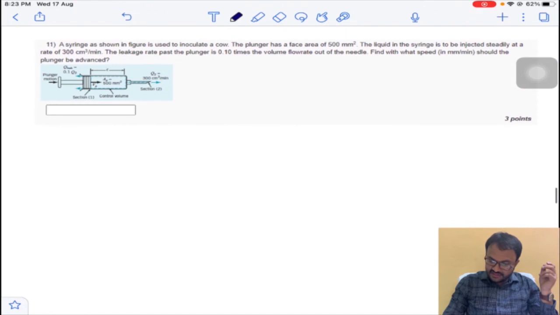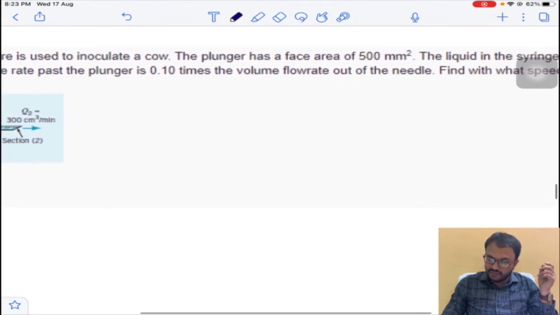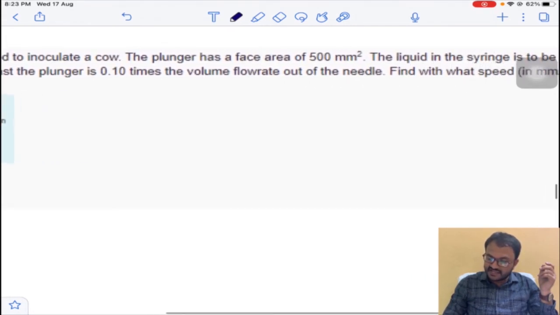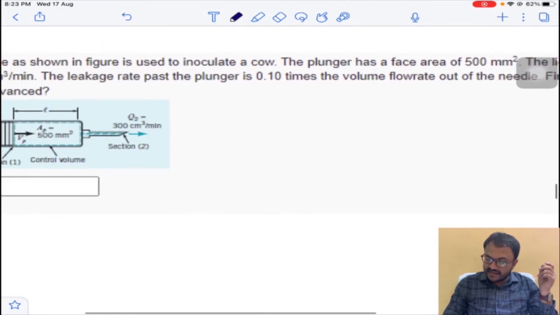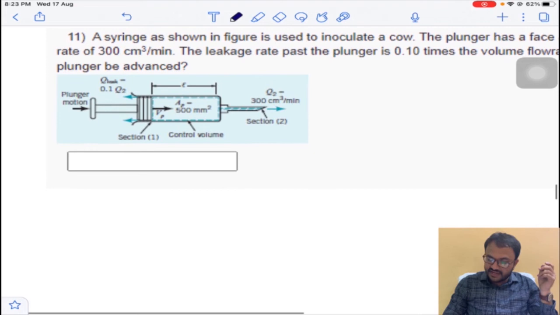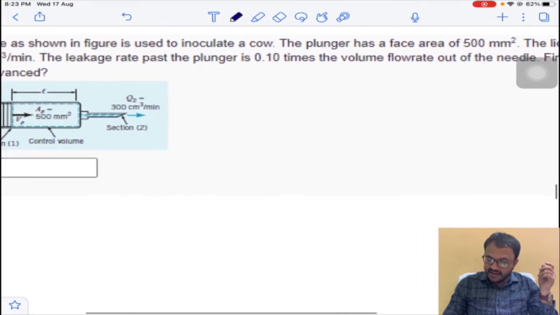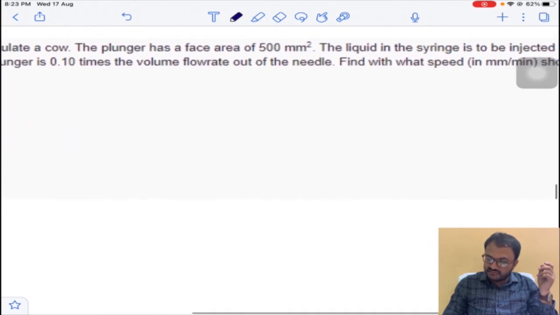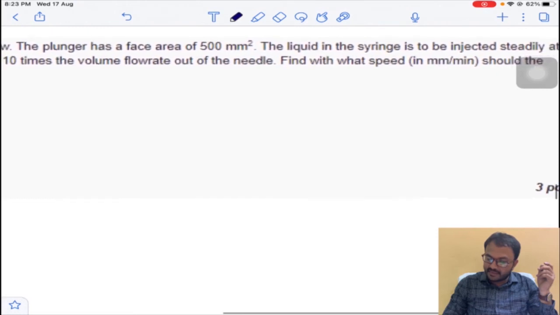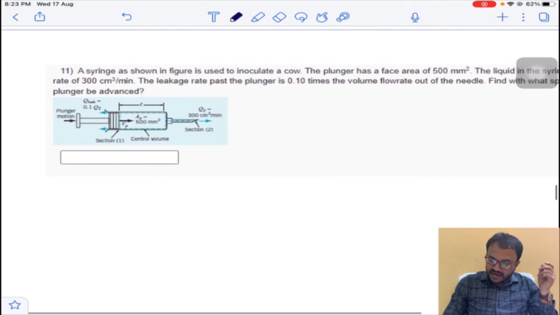And next question. So very important. I am just zooming here. A syringe as shown in the figure is used to inoculate a cow. The plunger has a face area of 500 mm square. The liquid in the syringe is to be injected steadily at a rate of 300 cubic centimeters per minute. The leakage rate past the plunger is 0.10 times the volume flow rate out of the needle. Find at what speed in mm per minute the plunger should be advanced.